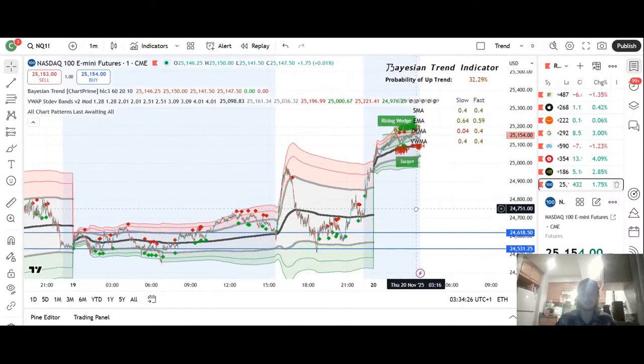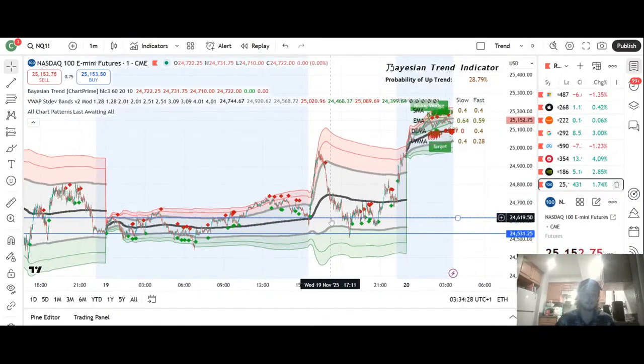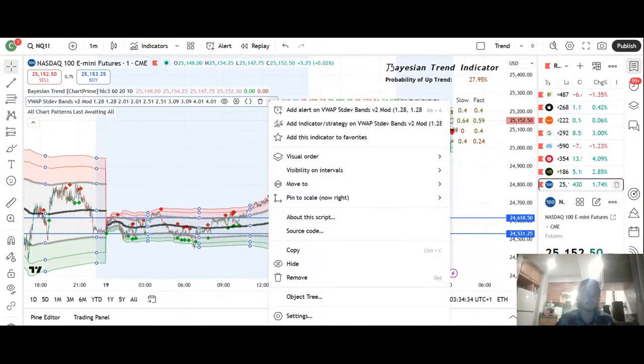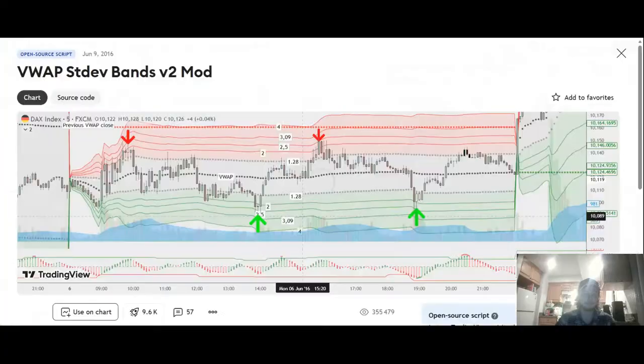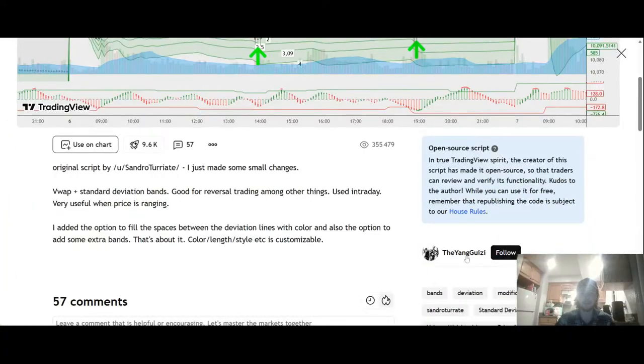So you can always keep it at shorts at that kind of area if you really want to trade that way, which is amazing. Plus, this is the same standard deviation bands. This is my favorite one. VWAP standard deviation bands, V2 mod, made by the Yang Guizi.